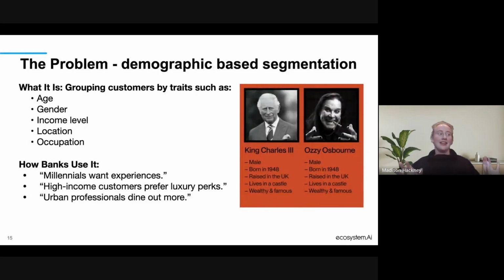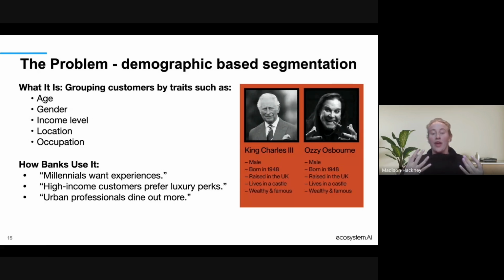For banks, it is moving away from demographic-based segmentation as the spearhead behind personalization. So I'm sure we are familiar with demographic-based segmentation. It is essentially when you group customers by demographic traits such as their age, their gender, their race, their income level, location, occupation, these traits. And how a bank would use it is to say people born between this date, in this case millennials, they want and value experiences, let's match rewards that are flight deals or eating out experiences, things like that. High income earners must prefer luxury perks, so let's offer them the best rewards that come with the best travel deals, such as airport lounges.